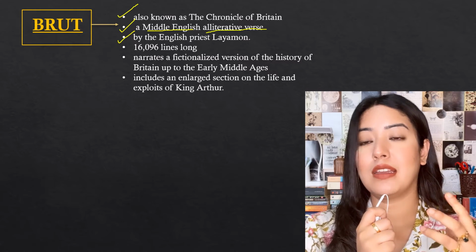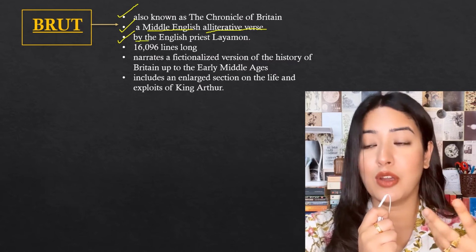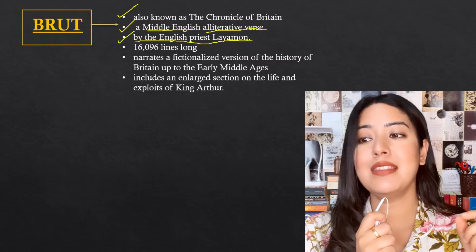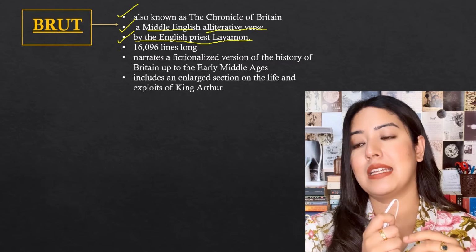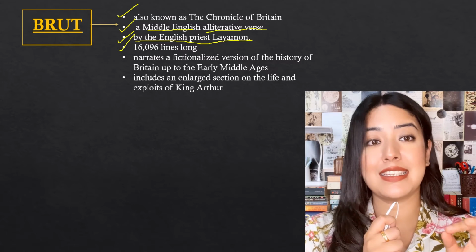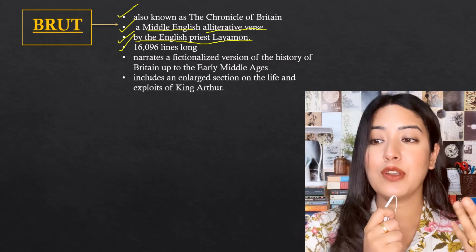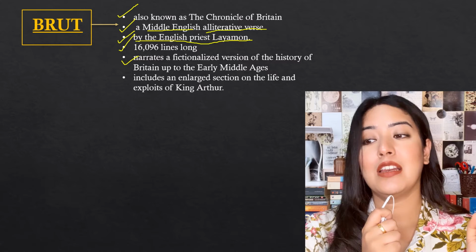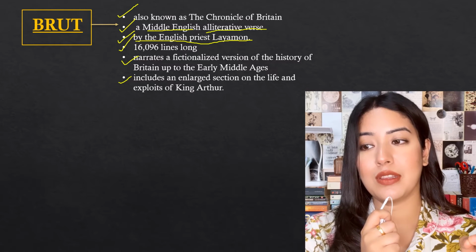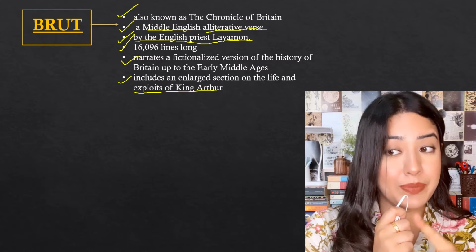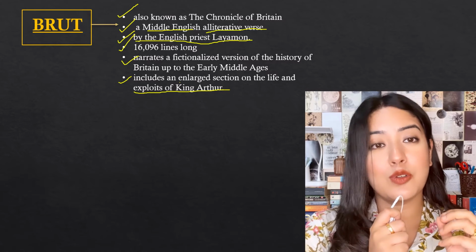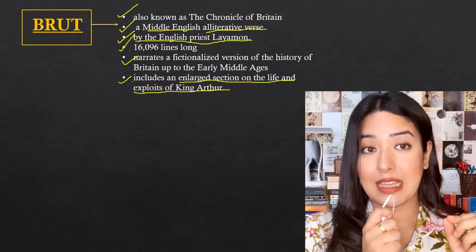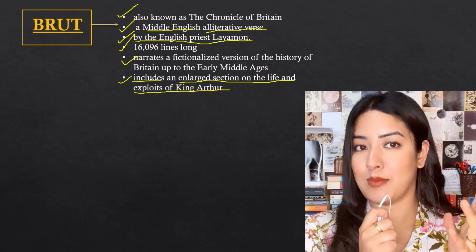So you have this Layamon's Brut, which has been written in Middle English alliterative verse by the English priest Layamon, and it is 16,096 lines long, narrates a fictionalized version of the history of Britain up to the early Middle Ages, and includes an enlarged section on the life and exploits of King Arthur. This is the first book to talk of King Arthur, which presents the life of King Arthur. Okay, this Layamon's Brut is the first one to do it, so remember that.